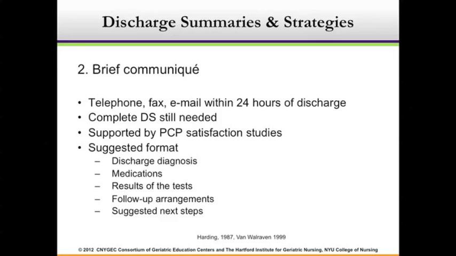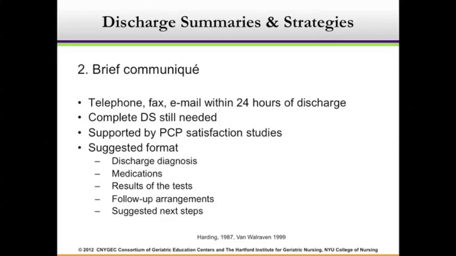What's the discharge diagnosis, right? So patient with pneumonia. What are the medications? Any test results that are important? Let's say the sodium level remains sort of low, right? So they'll tell you what that is. Follow up, so they're coming to see Dr. Smith next week, Thursday at 10 a.m., and really a suggestion for what to do next.